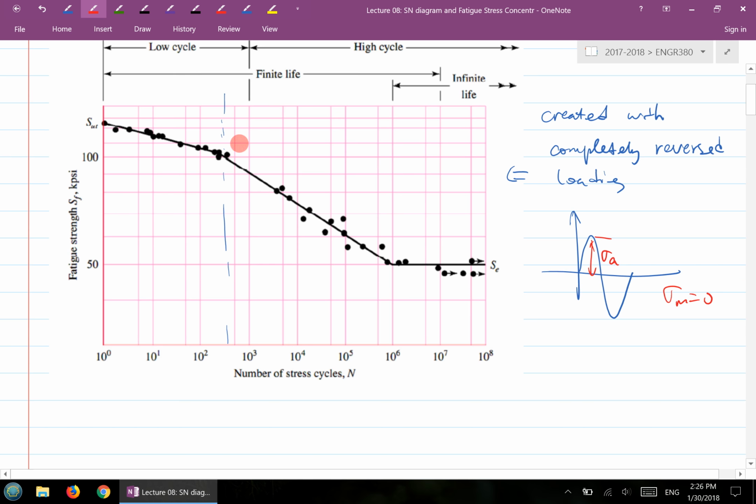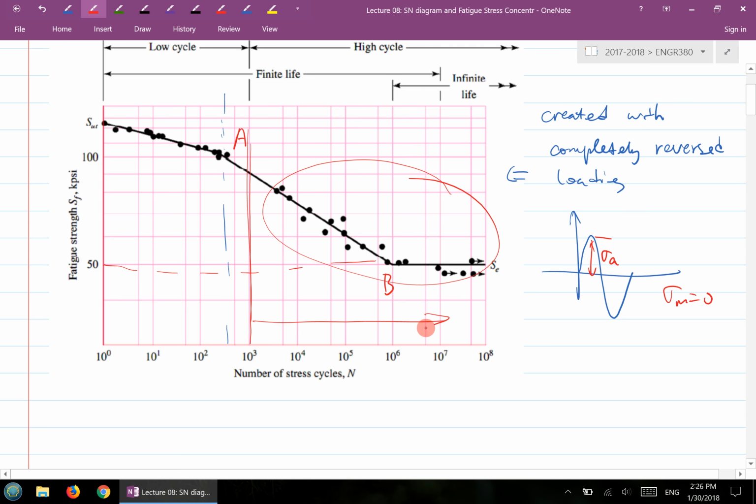What we're typically interested in is the high cycle region. Of course, the knee point here is SE, so we can consider this portion as flat. To create the S-N diagram, we focus on the high cycle portion, from 10 to the power 3 cycles up to infinite number of cycles. That's what we're going to focus on here.